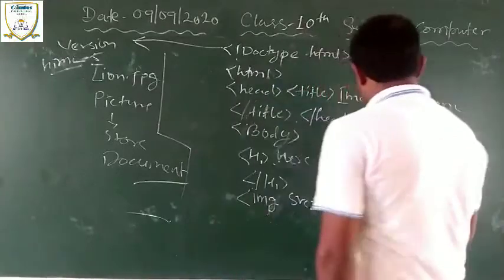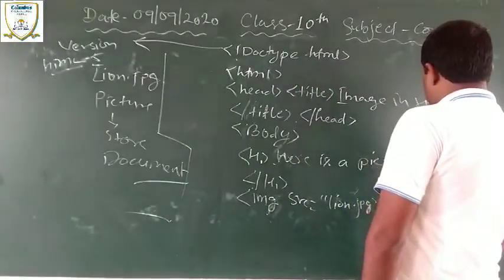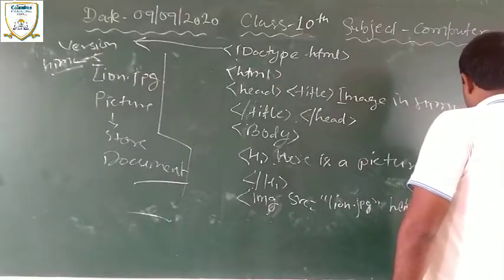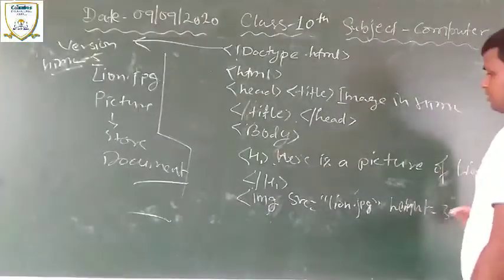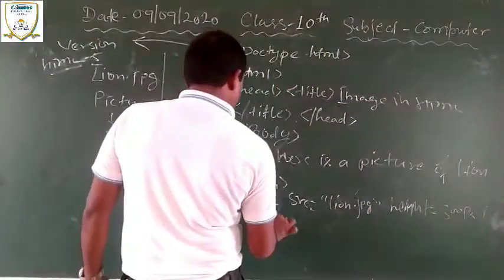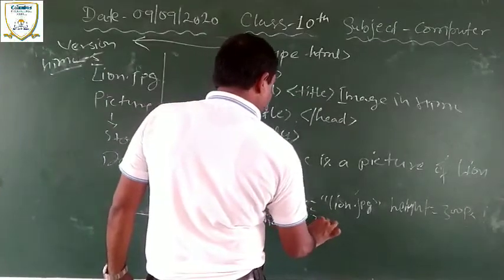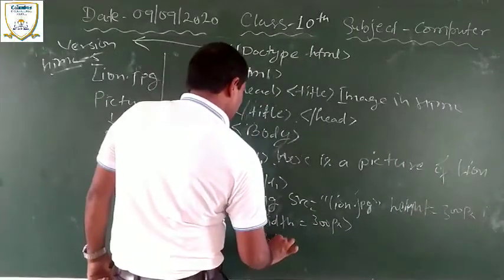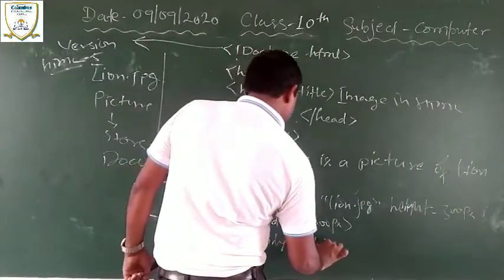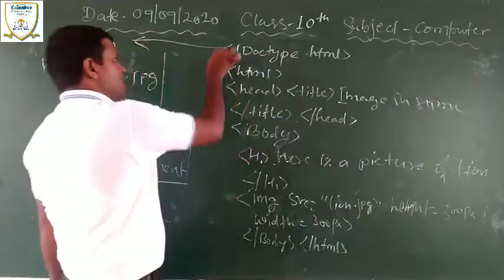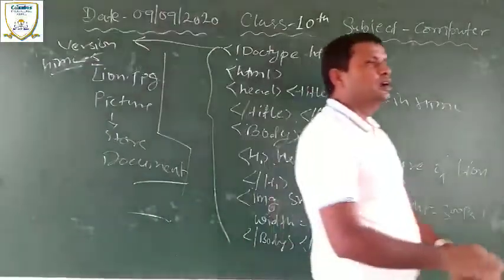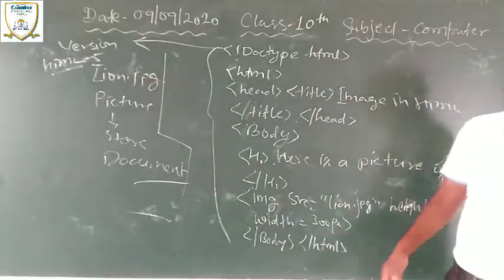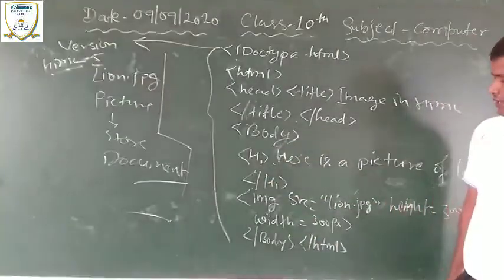Then after that close it. What height do you want? Height in pixels, I think I want 300 pixels, and width we also want 300 pixels. After that close it, then close the body, and then close the HTML. When you complete it from here to here, your inserting of an image is completed on the HTML document.